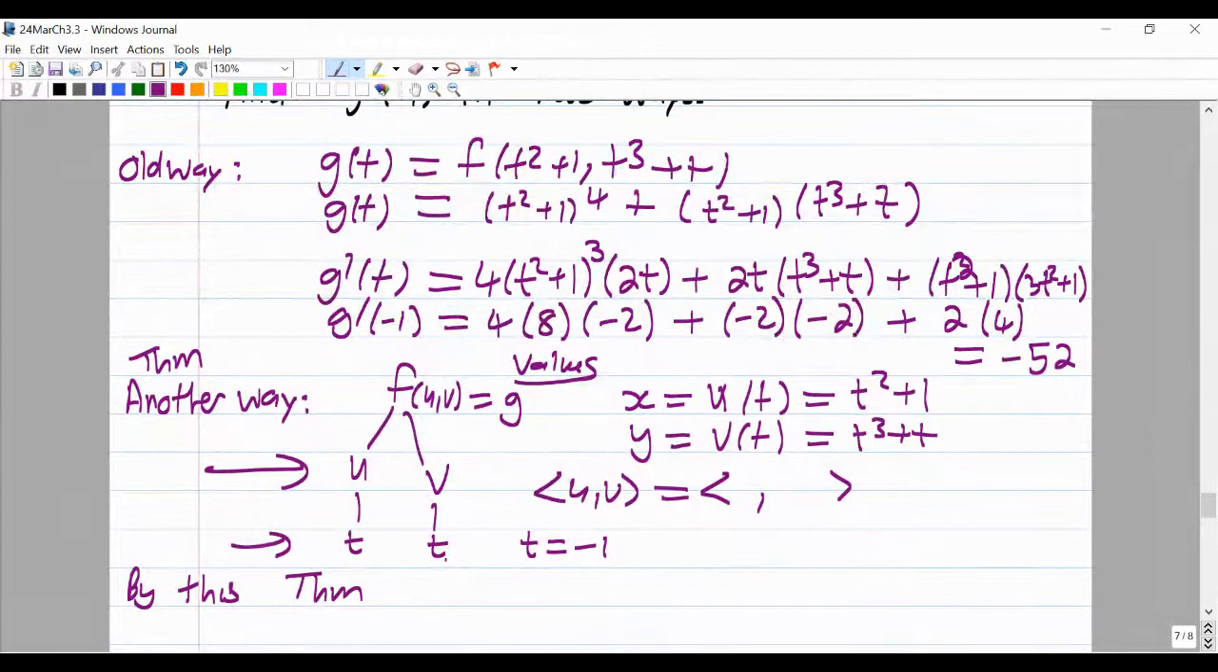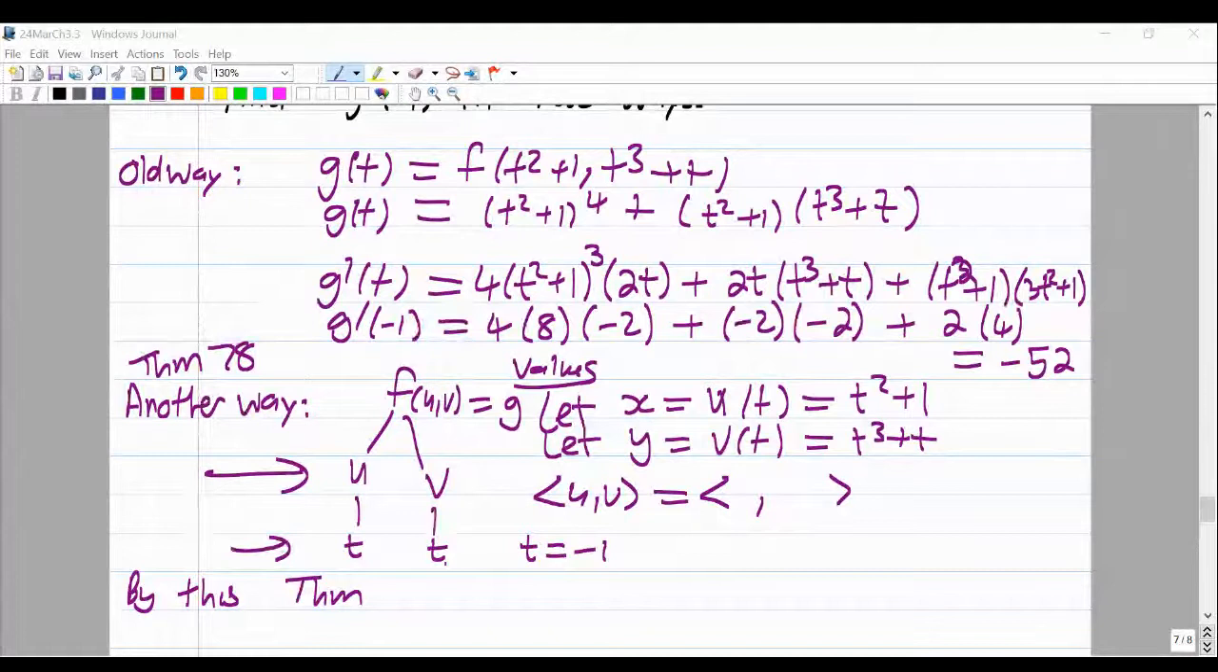So to do this, we let u(t) be t squared plus 1, and we let v(t) be t cubed plus t. Can I get a smiley face that you agree? If we let u be the function t squared plus 1, function of one variable, and v be the function t cubed plus t, it becomes an ideal setup for theorem 78, because g is a function of u and v, and u is a function of t, and v is a function of t. So we have this tree diagram popping up.